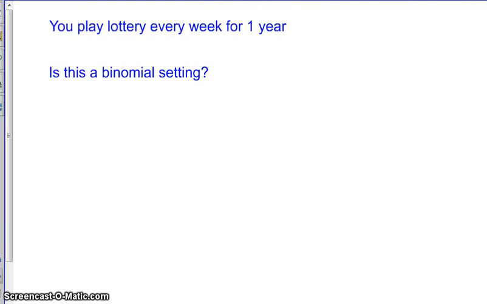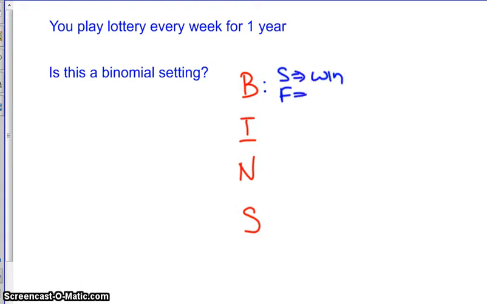Okay, so here's another example. Once in a while, I'll get some people asking: if I play the lottery every week for a year, is this going to be a binomial setting? So again, what we want to check is that BINS idea. B stands for success, failure. Well, success here is that I win. Failure is that I don't win. Each week is independent of the other week. If I won one week, I could win the next week again. Not likely, but I could.